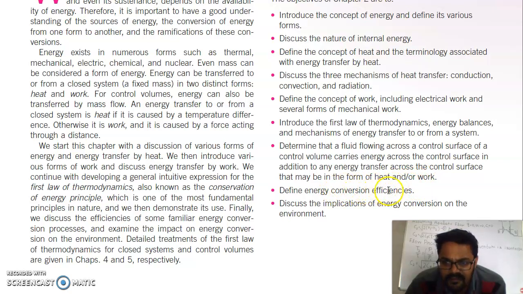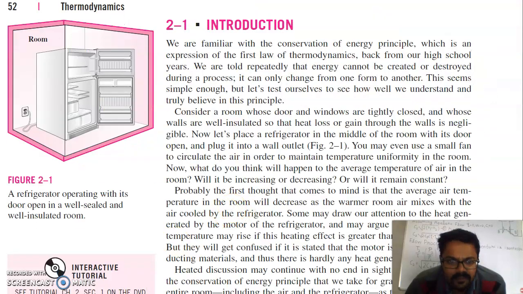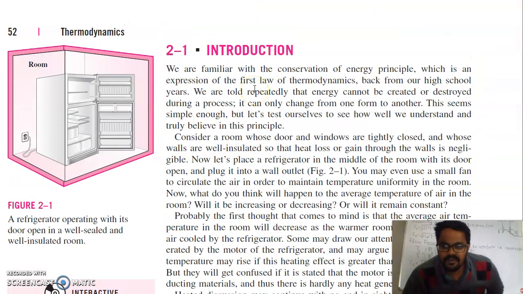Define energy conversion and efficiencies. Discuss the implications of energy conversion on the environment. So in this topic, we will study by taking an example. This is a refrigerator which is connected to an electrical supply, and this is your adiabatic insulated room. Inside this room, the refrigerator is opened and it will work. It will take electrical energy. So we are familiar with the conservation of energy principle, which is an expression of the first law of thermodynamics.